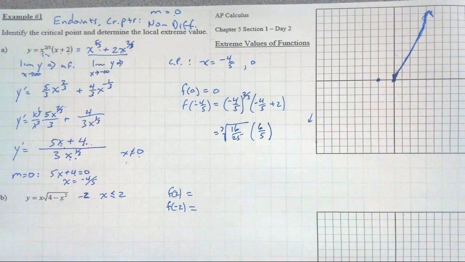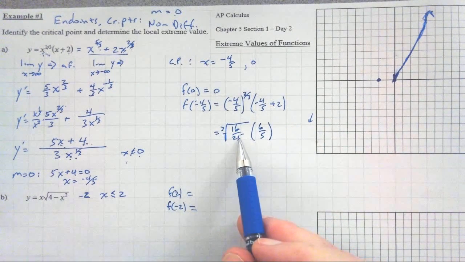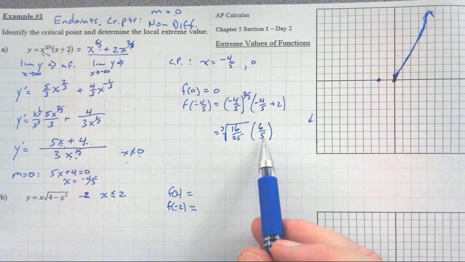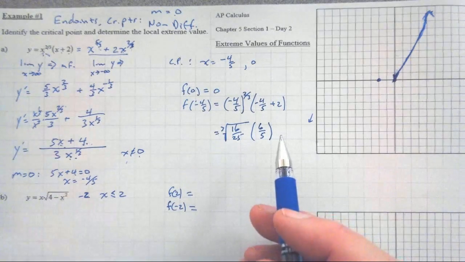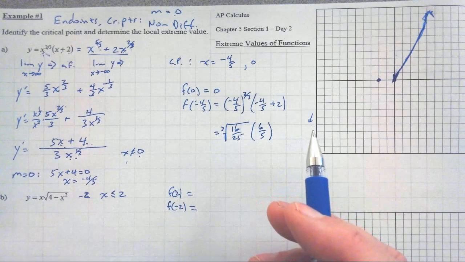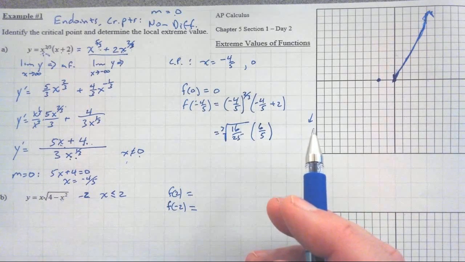And here's what I know about this. I know the third root of 16/25 is close to 1, and 6/5 is close to 1. I get close to 1. I'm going to jump to the calculator here and just grab this value.